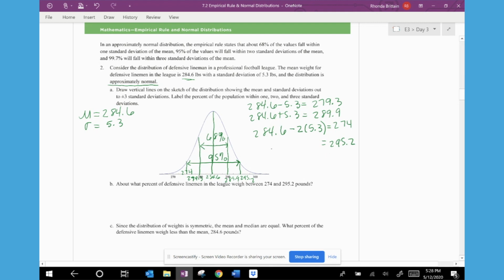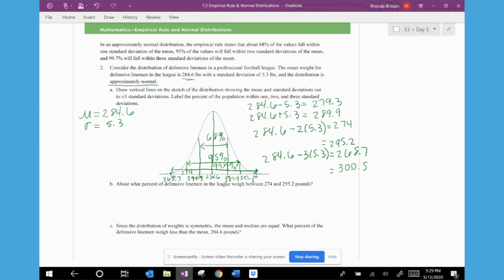And then the last 2 parts, rather, are 3 standard deviations below and above the mean. So 3 standard deviations below would be about 268.7 pounds, 268.7 right here. And my upper value, if I add 3 standard deviations, is going to be 300.5. That's approximately right here. So we know that 99.7% of all of the observations are going to fall between 268.7 and 300.5.